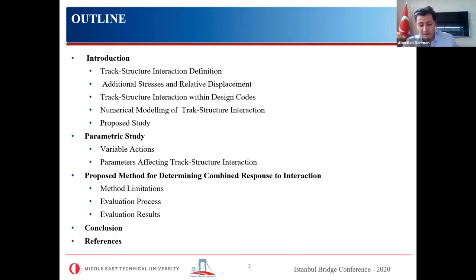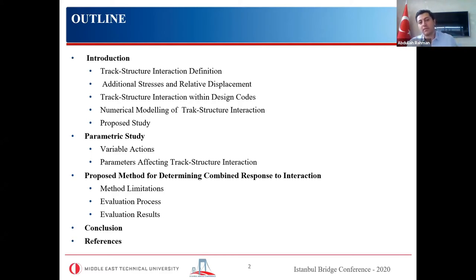Now track structure interaction becomes relevant because when you put this rail on a bridge you have already built, your bridge structure has a longitudinal stiffness, and it could move. If it's made of concrete or steel, under thermal loads it will contract or expand. So this movement of the bridge will induce some stresses on your track. This is one of the results of this phenomenon.